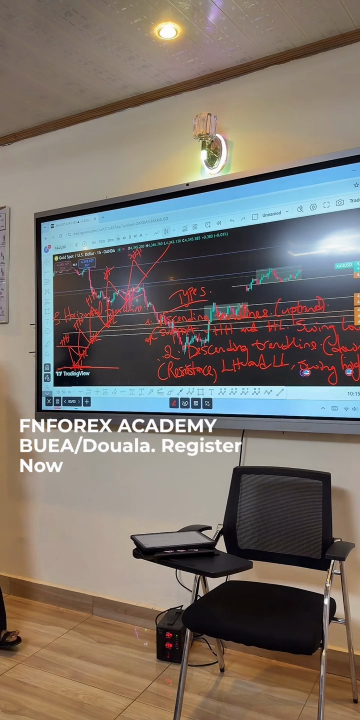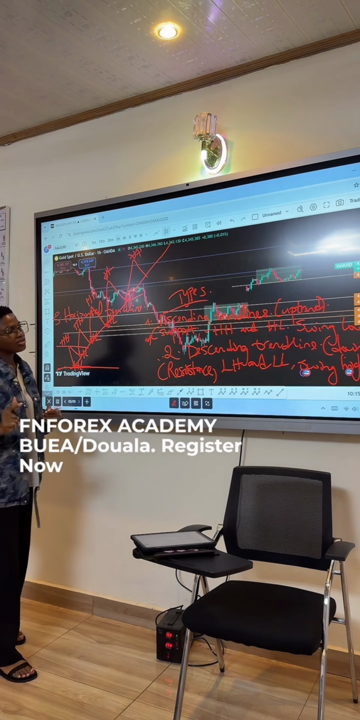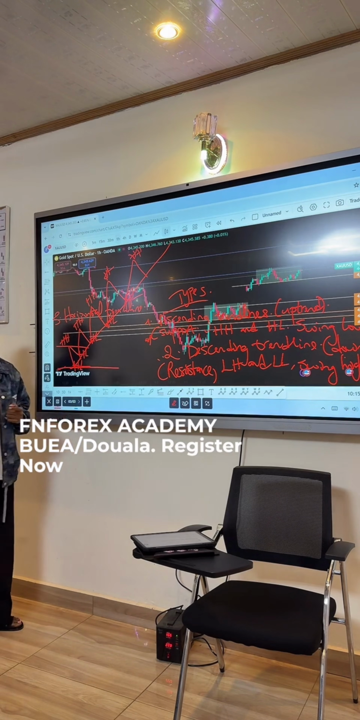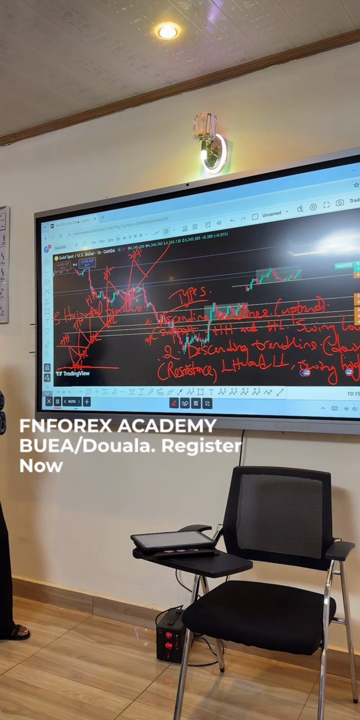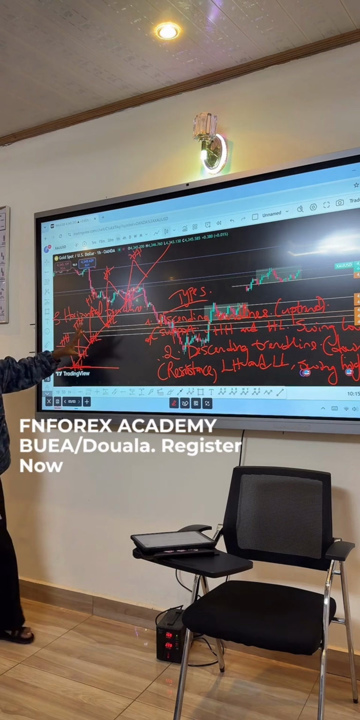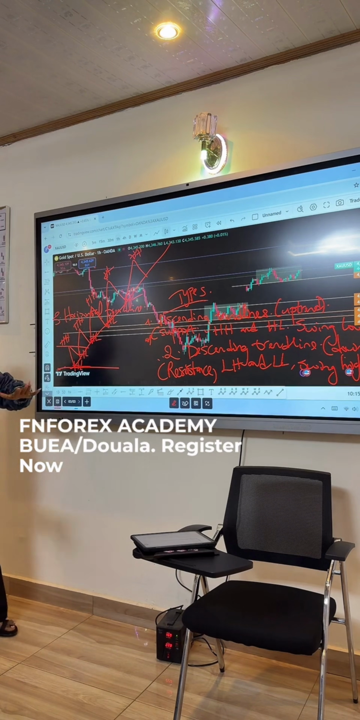In an uptrend, enter at the higher low. That's it. Now, the first way to trade off your knowledge on trend line is trend line bounce.